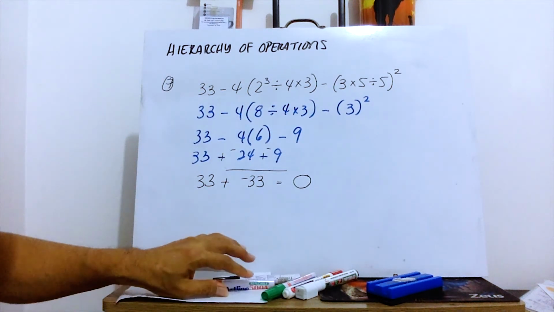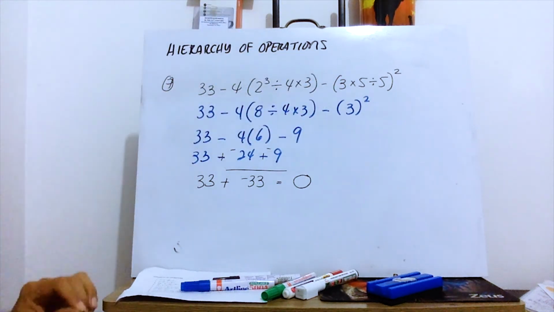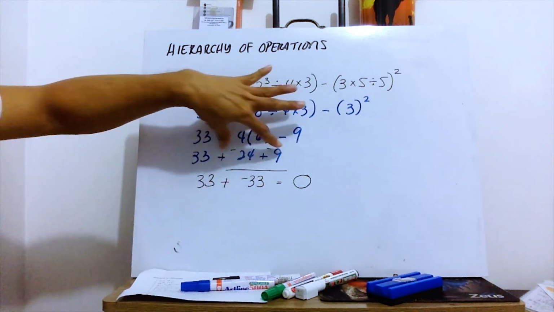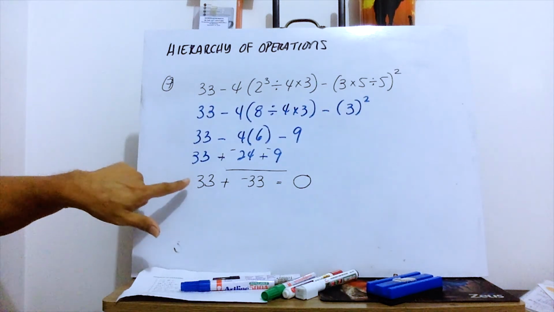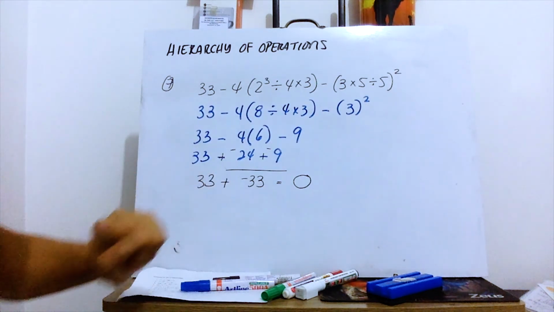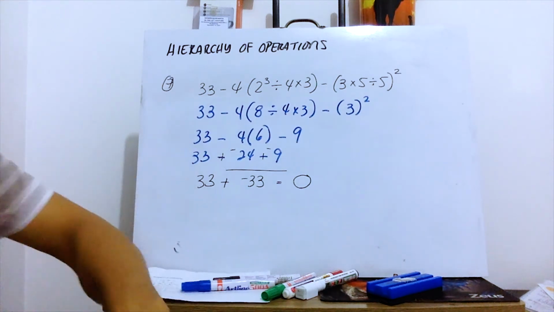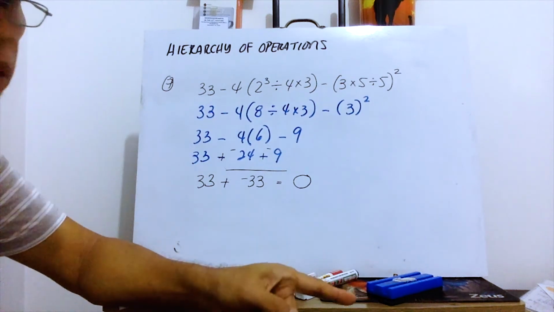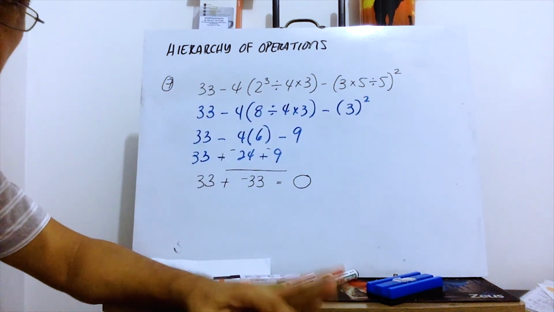Let's check again. 33 minus 24 minus 9. These ones are both negative numbers, so you add them. That's negative 33. And then add that to positive 33, and we'll get 0. Now, how do we test if all of these are correct? Your calculator. Because your calculators are programmed using PEMDAS.